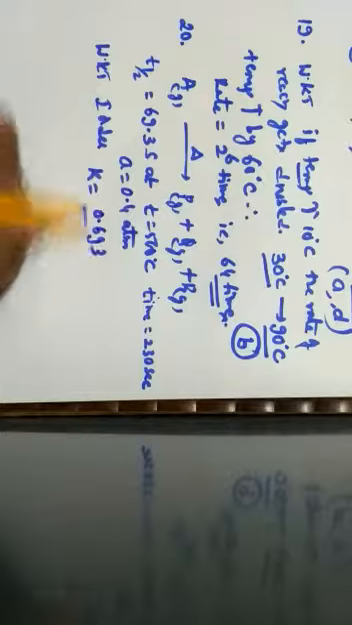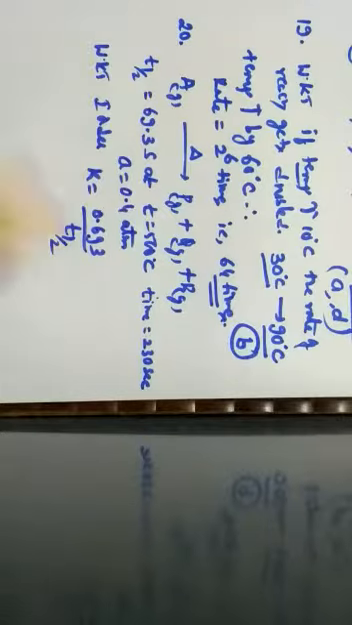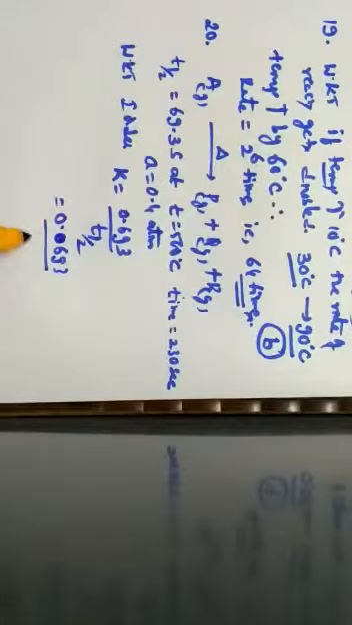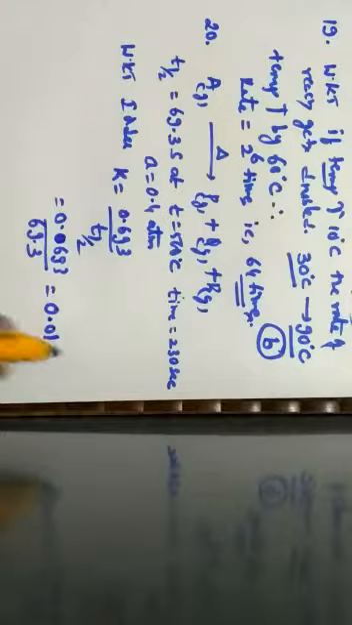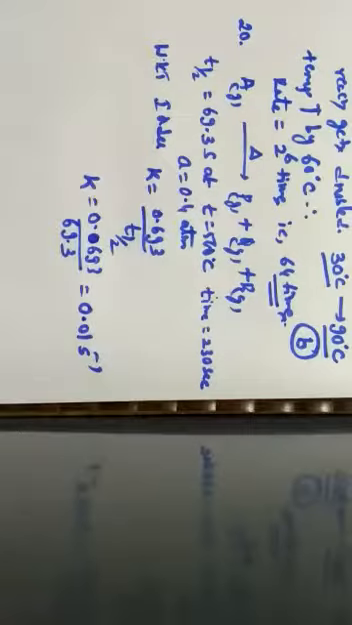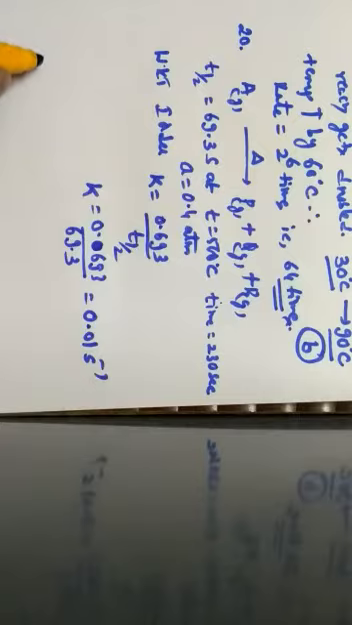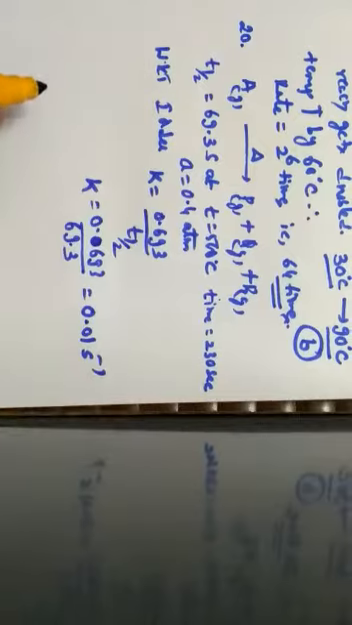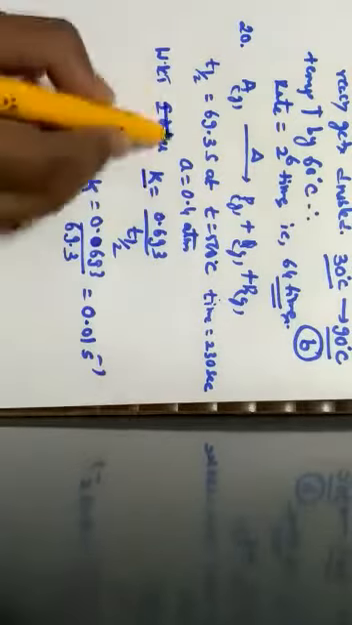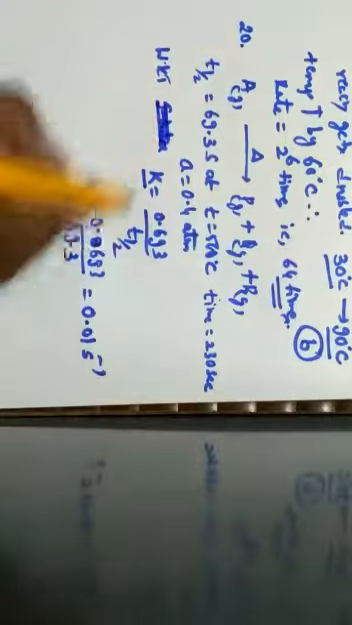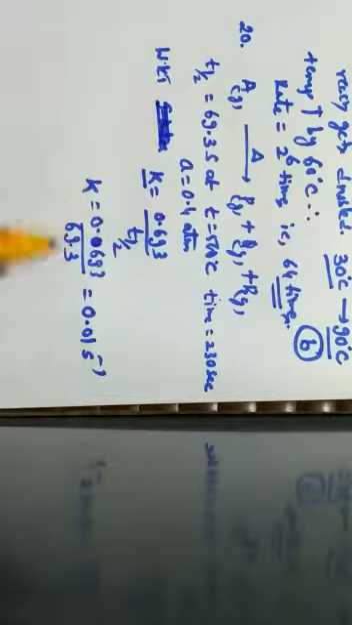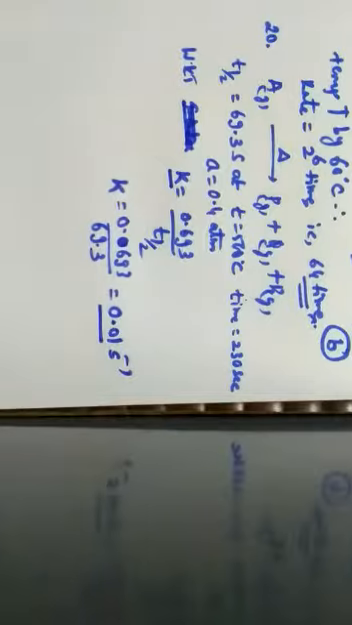K is equal to 0.693 divided by T half. So we know the value of T half. 0.693 divided by T half, that is 69.3 seconds, which turns out to be 0.01 per second, the value of K with reference to T half. So by knowing the value of K, we can go through with the first order reaction. So when I calculate the K with reference to T half, K is equal to 0.693 divided by T half, that is the value of K is 0.01 per second.